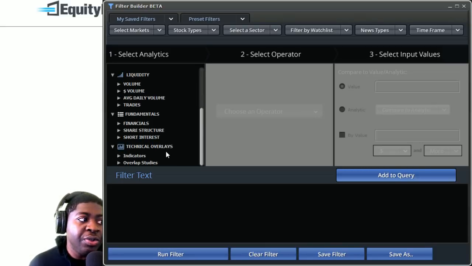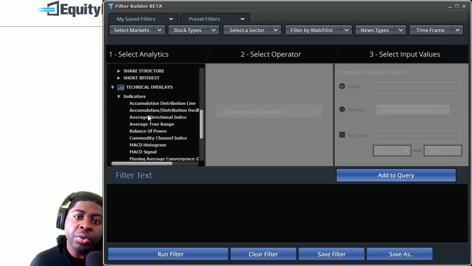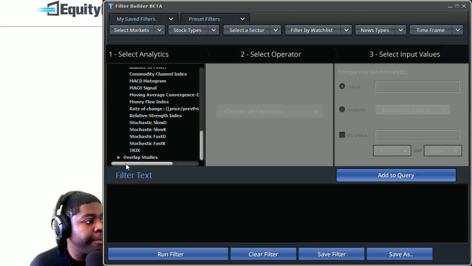I can also use technical indicators. I can set different technical indicators, and several of them are here. For example, find me all the stocks that are below 30 on the RSI, right? Particularly stocks that I love, under $5 a share and under 30 on the RSI. We're going to set that up right now in just a bit.